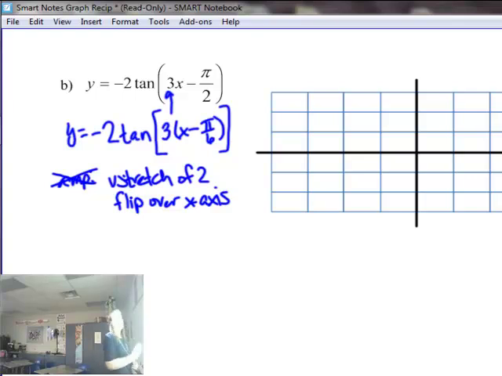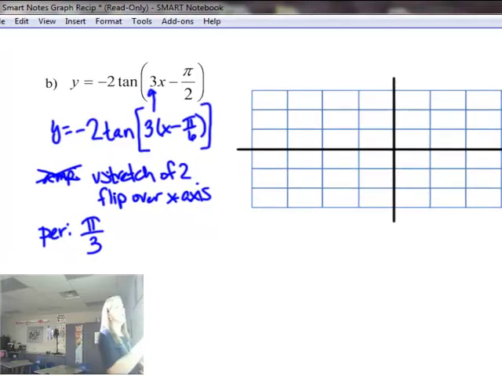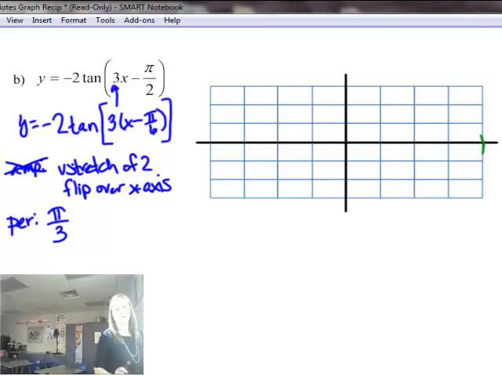Okay, period. Period is normally pi. We start with the pi, but we're going to divide it by the b. The b was a 3, and so our period is pi over 3. So let's get our scale set up over here. We're going to come out 4 boxes, or an even number of boxes. We're going to go pi over 3. We're going to chop that in half and go pi over 6. I'm going to flip it onto the other side and go negative pi over 6 and negative pi over 3.